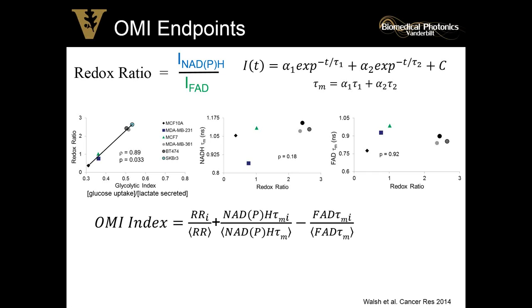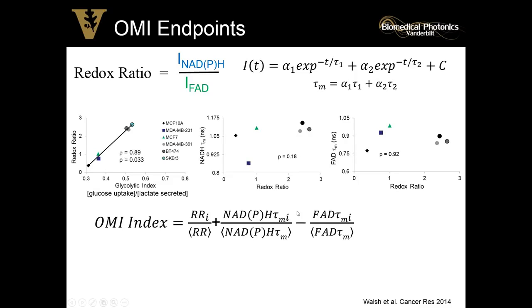So what we've done is a multivariate analysis of variance to determine how to combine all of these very important metabolic variables. And what we've done is just a linear combination of the redox ratio, NADH mean lifetime, and FAD mean lifetime.